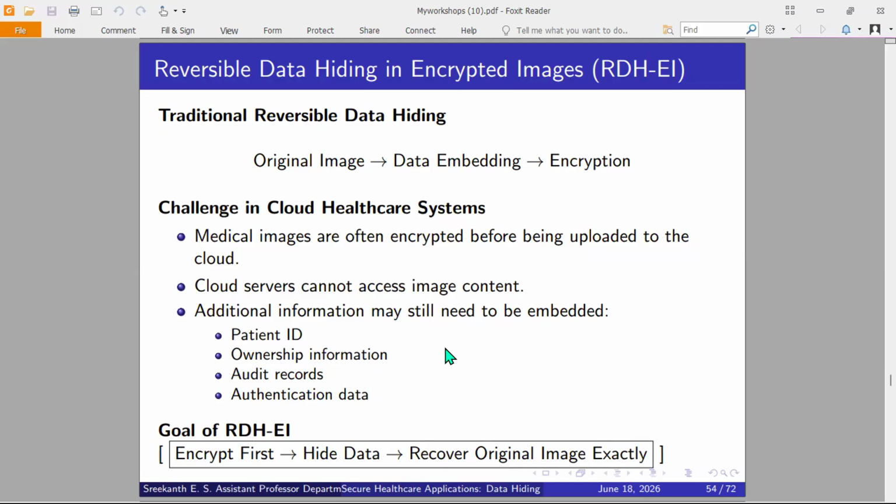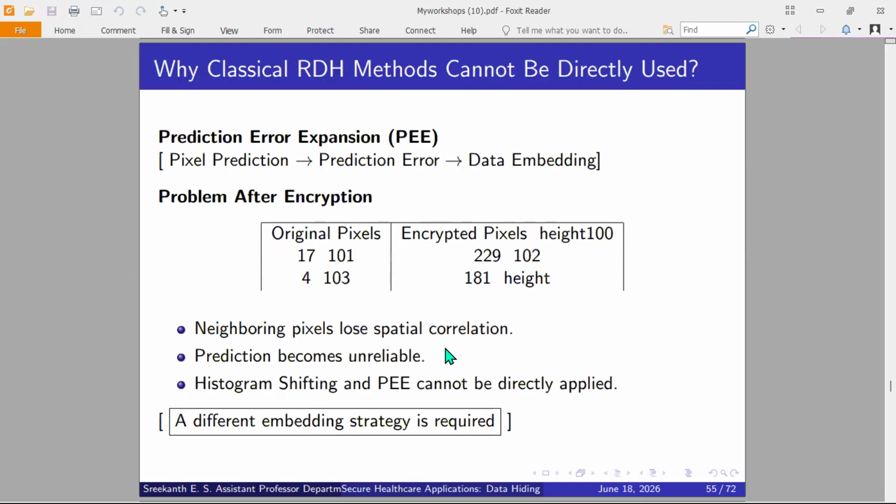Normally the methods we discussed will not work here. There will be no correlation. Original pixels will be like this, and encrypted pixels will be like this. Neighboring pixels lose spatial correlation, and prediction becomes unreliable. So we cannot directly apply these things.